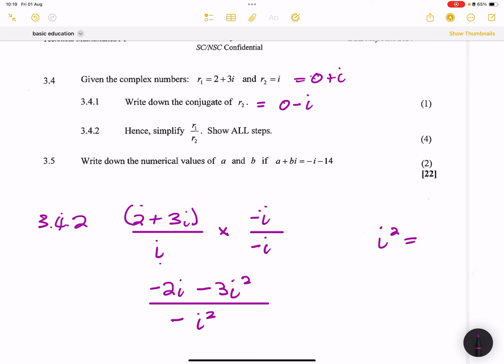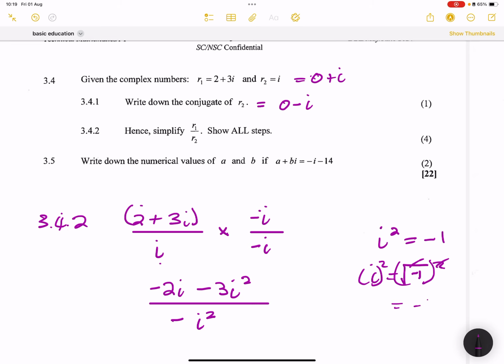Where does that come from? i is simply the square root of negative 1. So when I square that, the square root of negative 1, all squared, will simply give me minus 1.